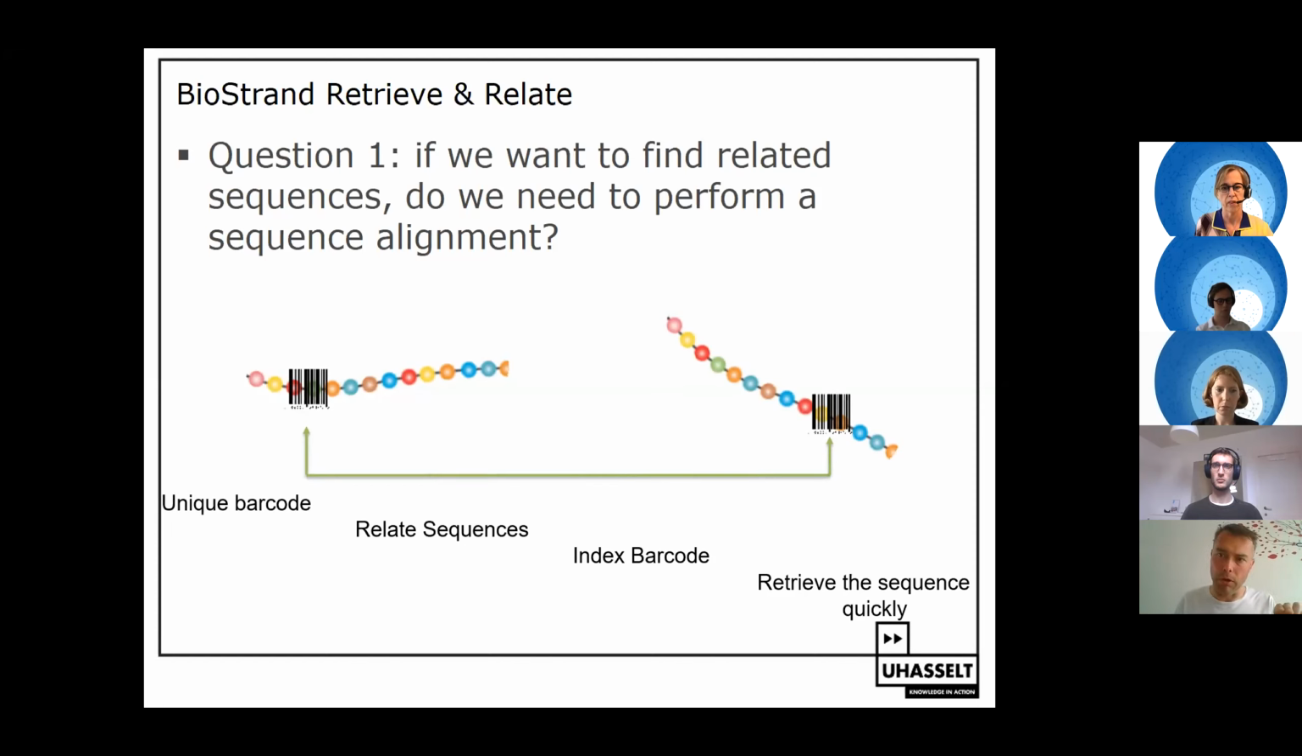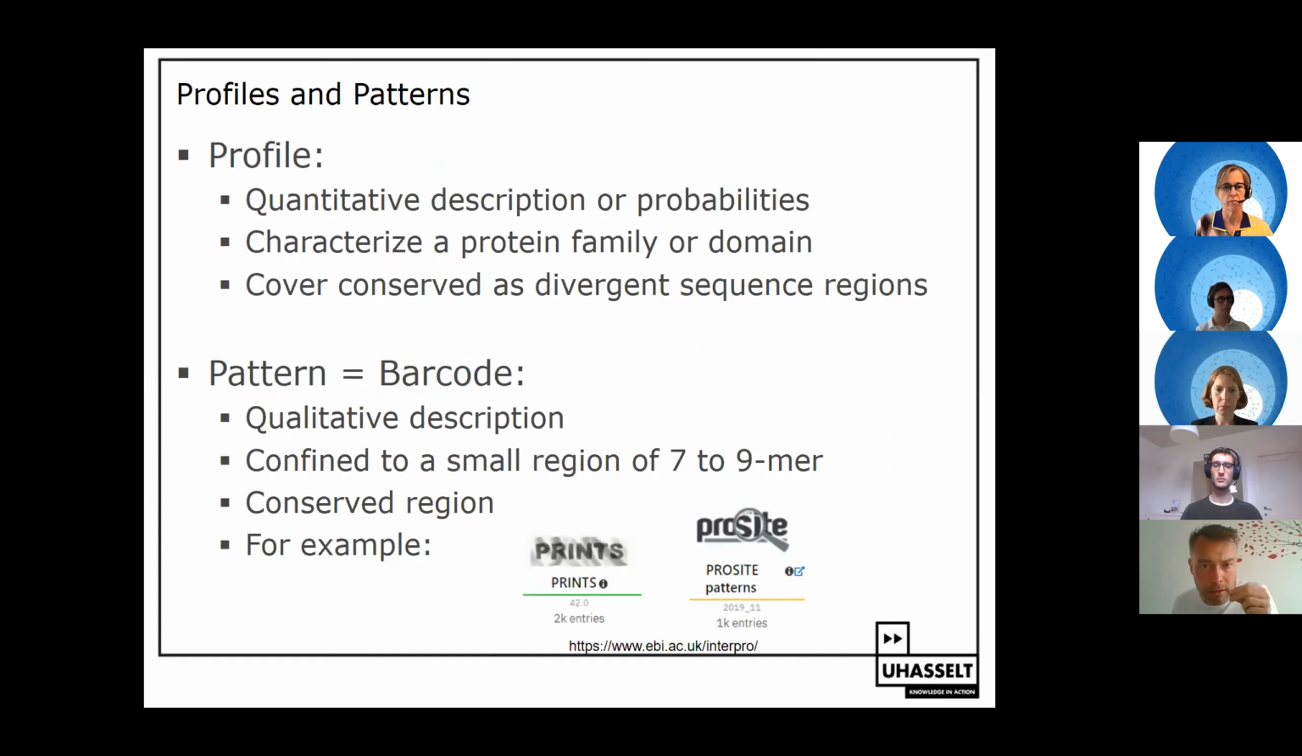So if you could use that barcode and recognize that barcode in another sequence, and these sequences are also related or homologous, well, that is interesting, because then I can use that unique barcode, index that barcode on the database, and retrieve the sequence very quickly. So I think that's a very interesting idea. And having said that, we already know that concept in computational biology. We call that patterns. And another concept very related to patterns are profiles.